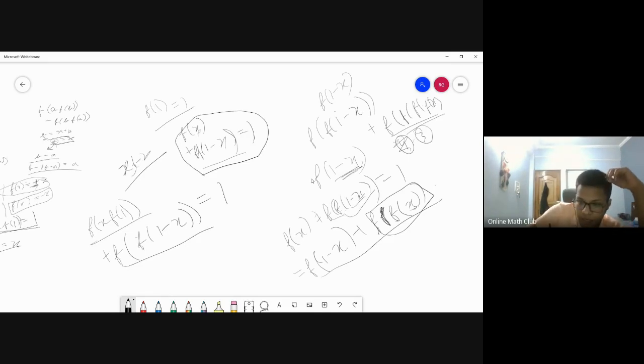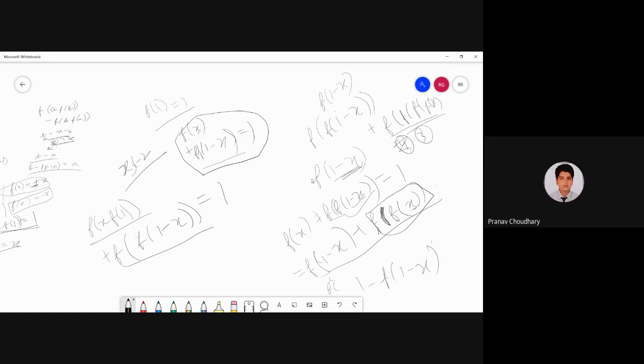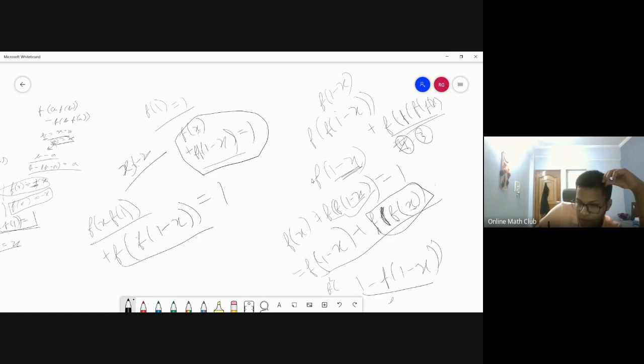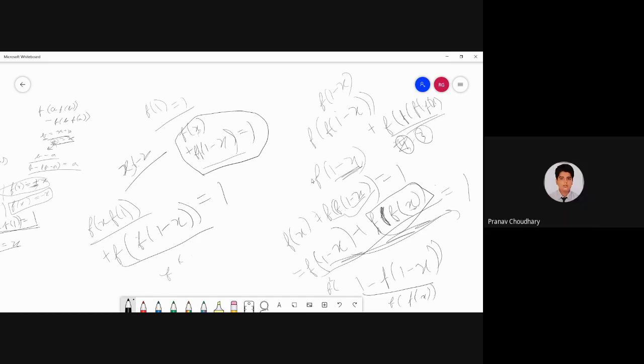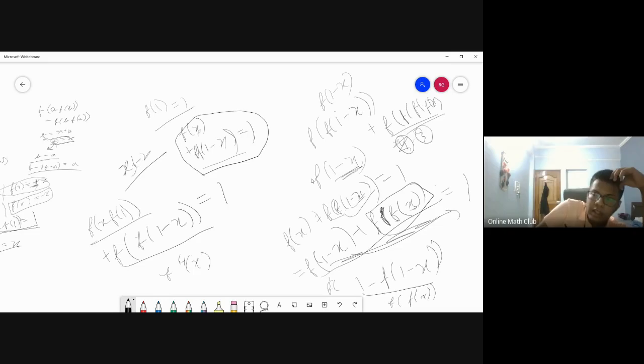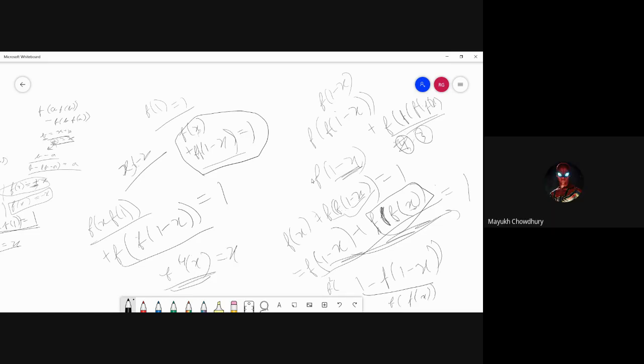Like f of 1 minus f of 1 minus x, you are asking, right? f of this value. Yes. But this value is f of x. Just here, just look at this equal to 1. This goes here. It's okay. f4, no? Yes. Yeah, f4x. This is also very good. Thing is, f4x is equal to x, right?